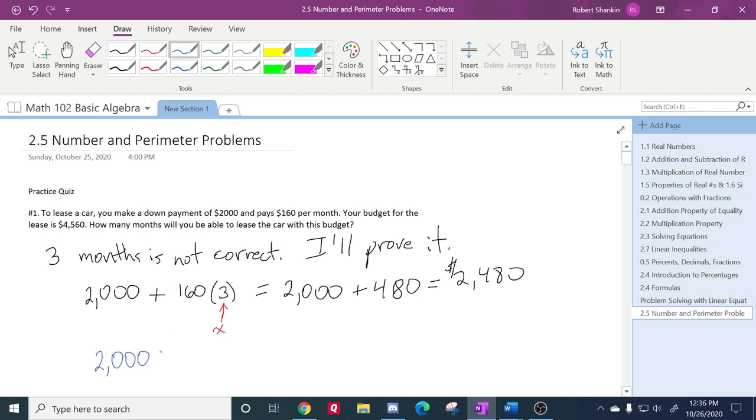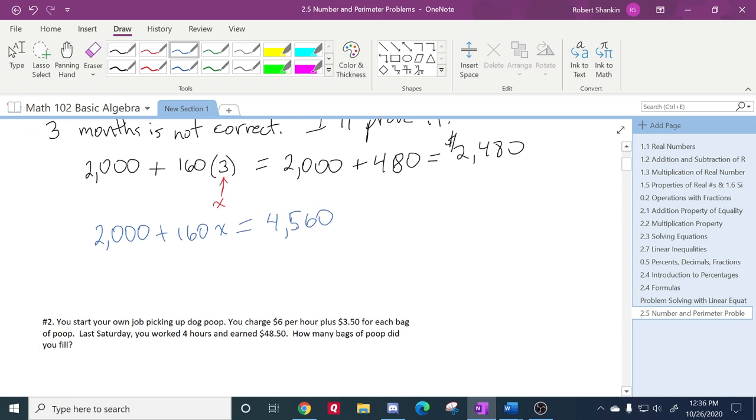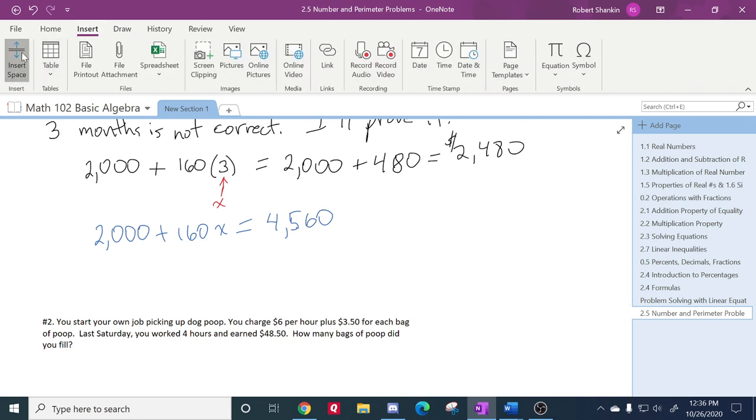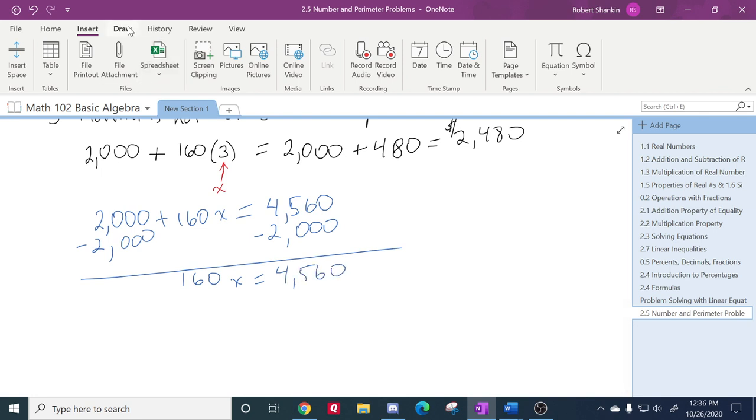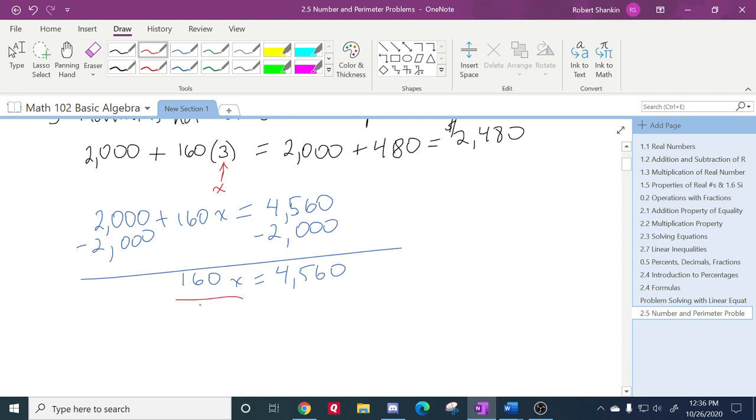2,000 plus 160x. And then instead of getting one of these incorrect amounts, I want to force it to be the correct amount right here. And then I can solve this equation. Let me get a little more space. I'm going to subtract 2,000, 160x equals, I'm going to divide by 160.